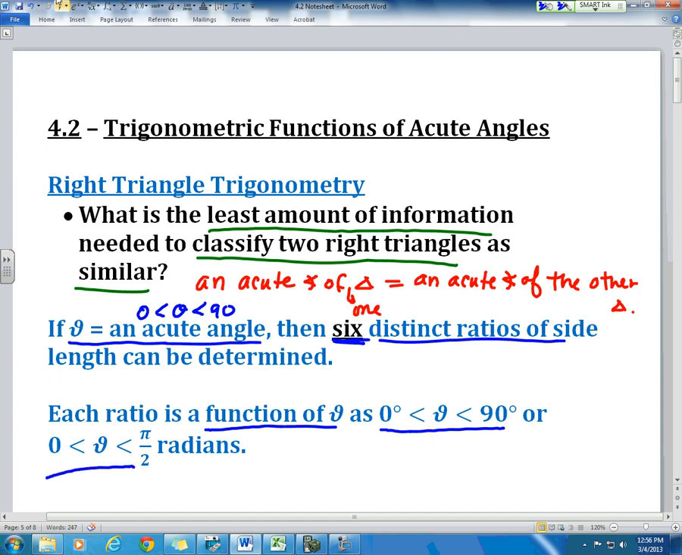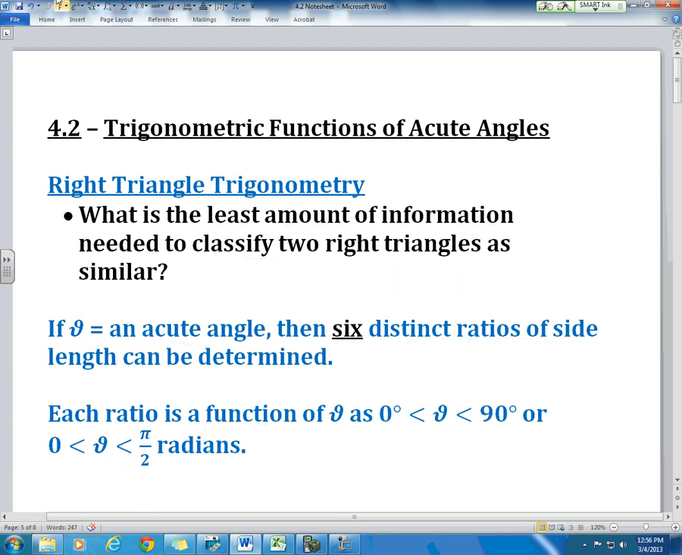Since pi is representative of 180 degrees, 180 degrees divided by 2 is our 90 degrees, so pi over 2 is equal to 90 degrees. So not too much information on this screen except for the fact that given an acute angle of a right triangle, we can come up with 6 distinct ratios that are going to correspond to side length.